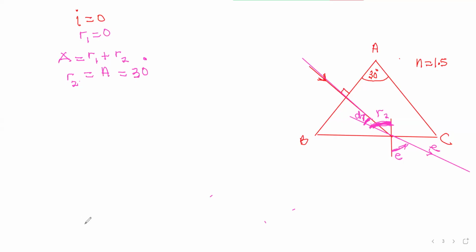The question asks that we find the total deviation. Total deviation dt is equal to I plus E minus A. That's the equation we had. I is 0, so the total deviation will be E minus A. We have A. We don't know E. How do we determine E?